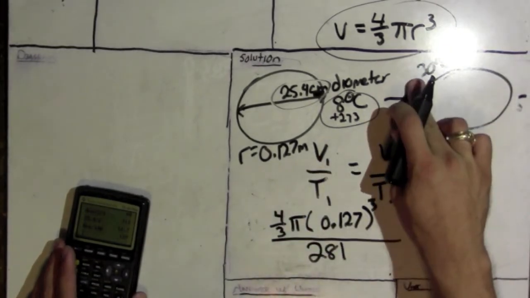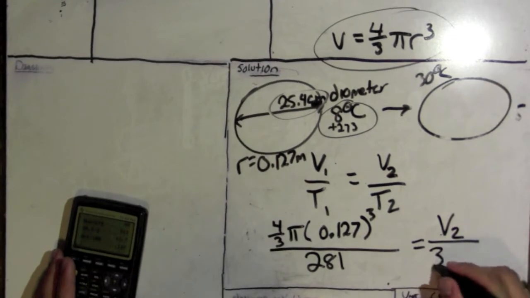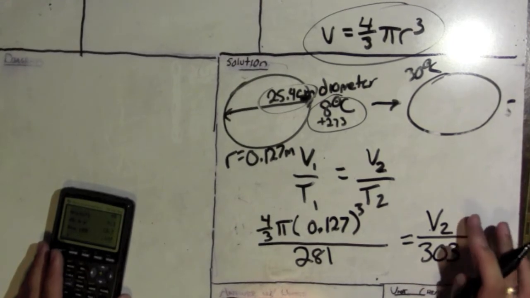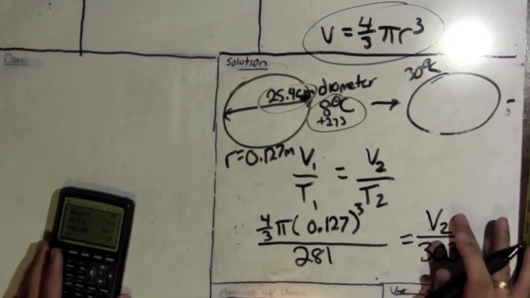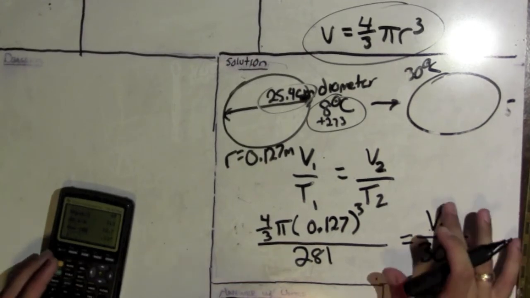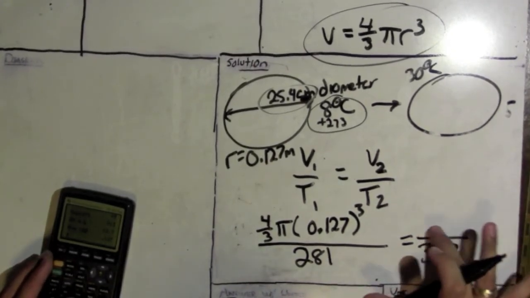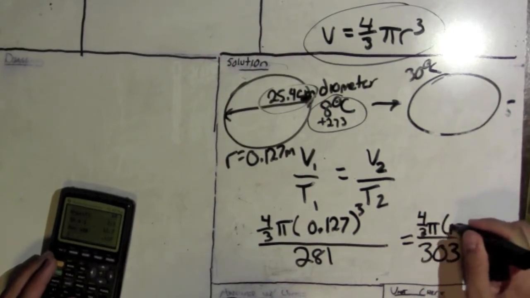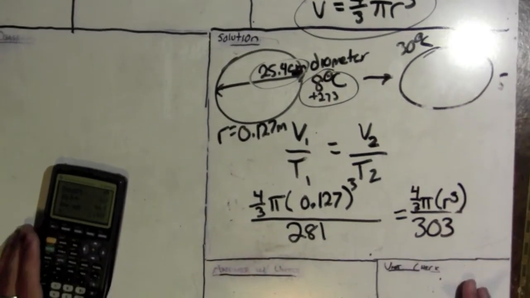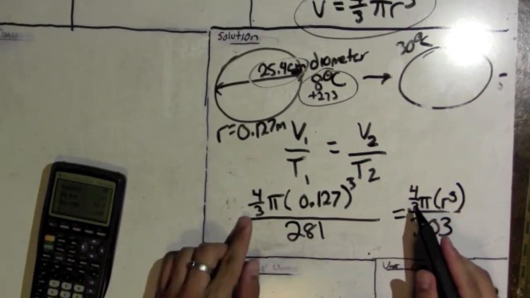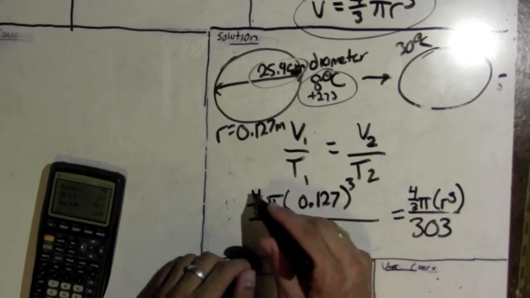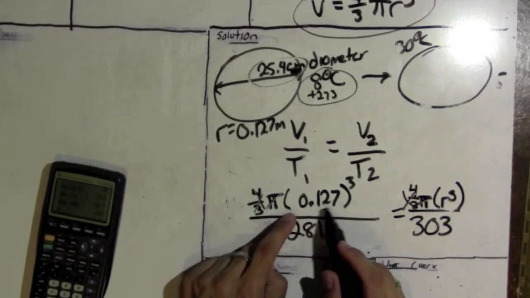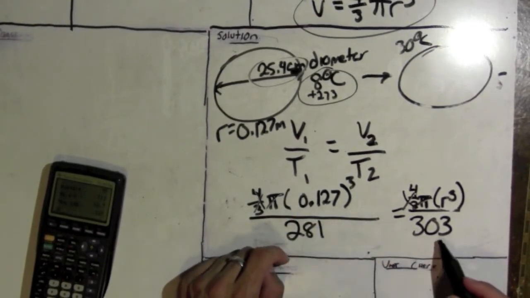The temperature, remember, was 30 degrees. So 30 degrees is going to convert to 303 degrees Kelvin. Now, the problem with this is I'm not actually looking for the volume here. I'm actually looking for the diameter. In order to get the diameter, though, I really need the radius. So I'm going to go ahead and erase this volume 2, and I'm going to write 4/3 pi, and then I'm going to write r cubed. It's going to simplify my calculations just a little bit, because I have 4/3 on both sides. I have pi on both sides, so those actually just kind of go away, since it's on both sides. So really what I have is 0.127 cubed divided by 281 equals r cubed over 303.